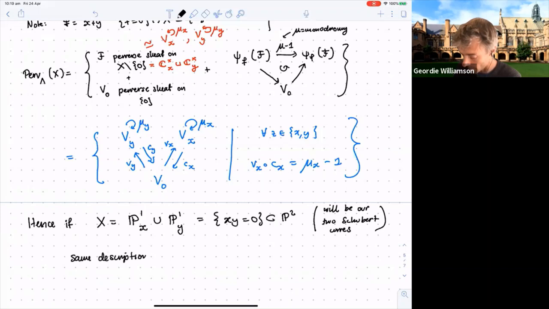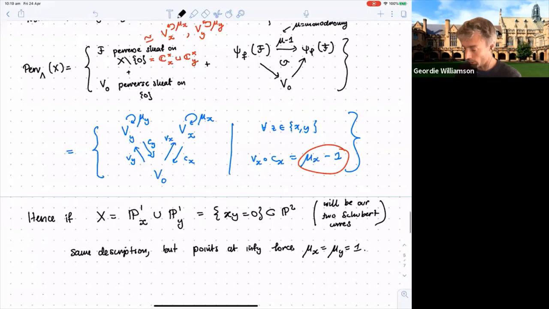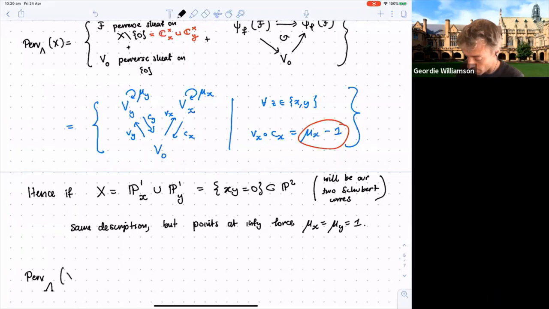but we want this monodromy, we want this local system to extend without poles over infinity. So we want the monodromy at infinity to be zero. Sorry, to be one. But we have points at infinity, force mu x equal mu y equal 1. And so now this term here becomes 0. And so we get that perv, let's call this x bar.